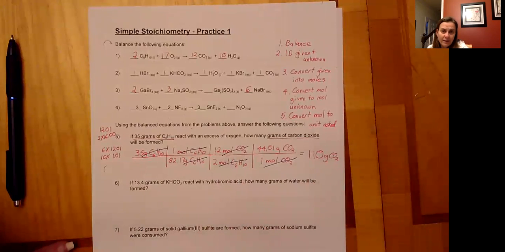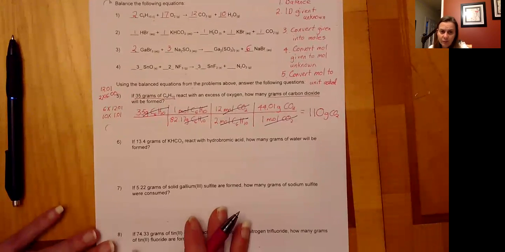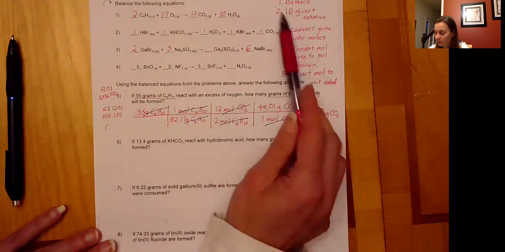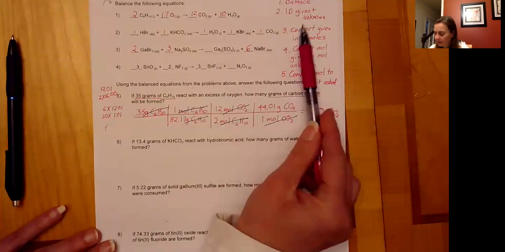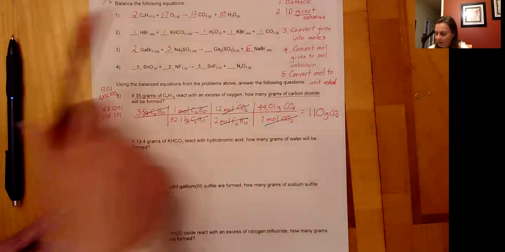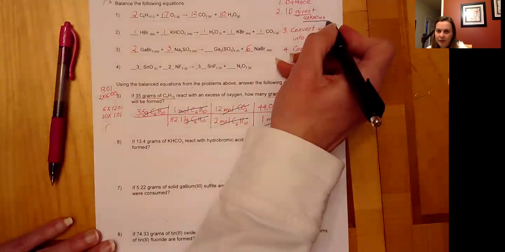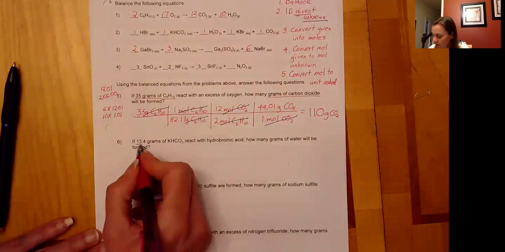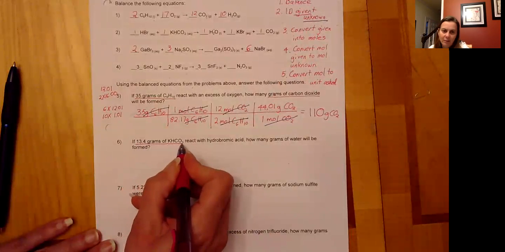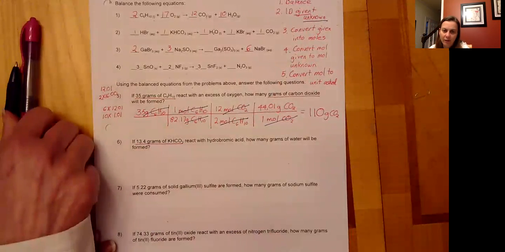We're going to repeat that same process for all of our problems. So we're going to move down to our next problem. We're going to balance our chemical equation. Well, we've already done that. We want to identify the given and the unknown. So here's what we're going to do. We're going to identify our given by underlining it in pink, and we're going to identify our unknown by underlining it in blue. So in this question, I am given 13.4 grams of potassium hydrogen carbonate or potassium bicarbonate.